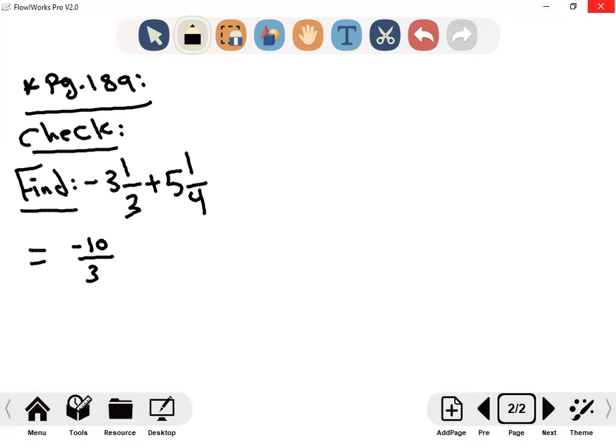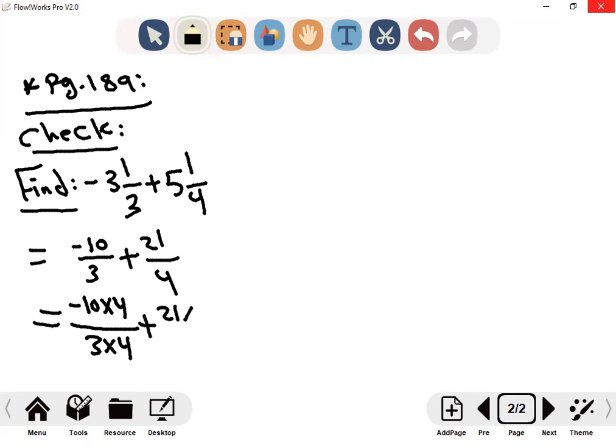Normal. Plus, here it's positive, so turn it normally. 4 by 5, 20 plus 1, 21/4. Right? Now, 3 and 4, the least common multiple for them is 12 also. Now we need to turn the 3 and 4 to 12. So this is equal to negative 10 times 4 over 3 times 4, plus 21 times 3 over 4 times 3, to make like denominators, right? Now simplify.